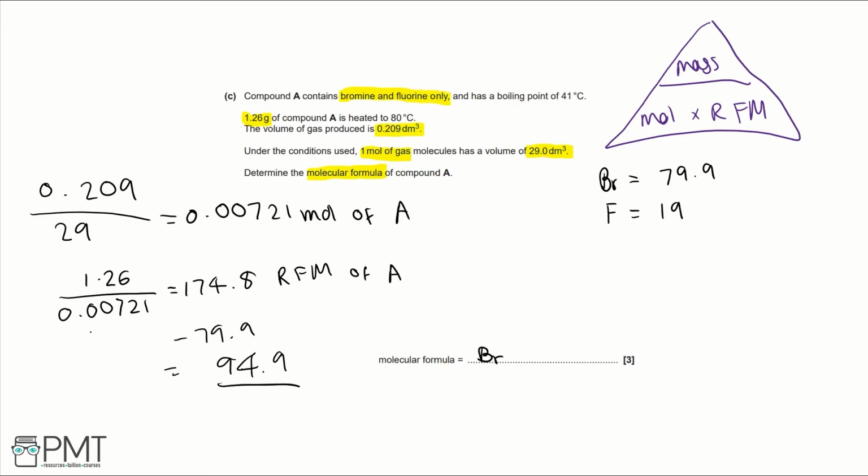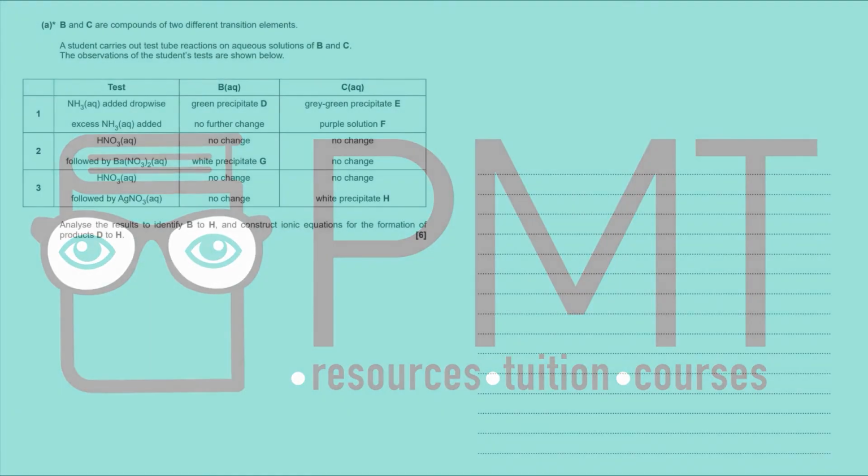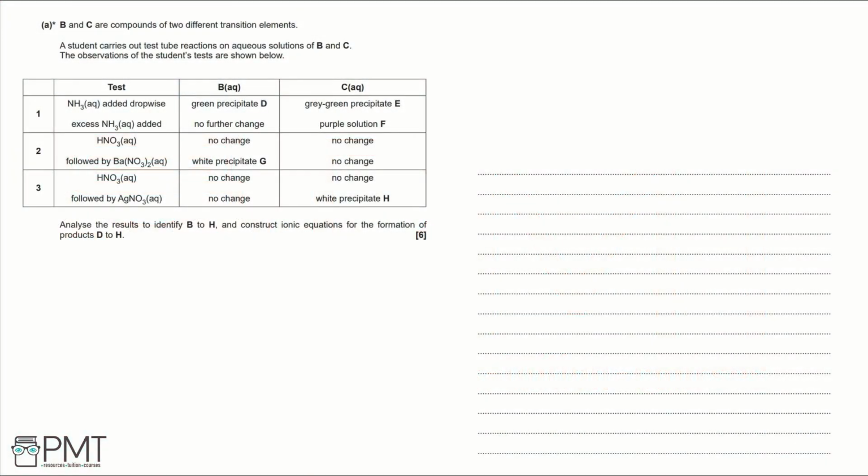Then if we divide by 19, we get 5. So that means we've got 5 fluorines. So it's going to be BrF5 as its molecular formula. To get the 3 marks for this question, you get a mark for working out the moles of A, a mark for working out the relative formula mass of A, and a mark for working out the molecular formula of BrF5.